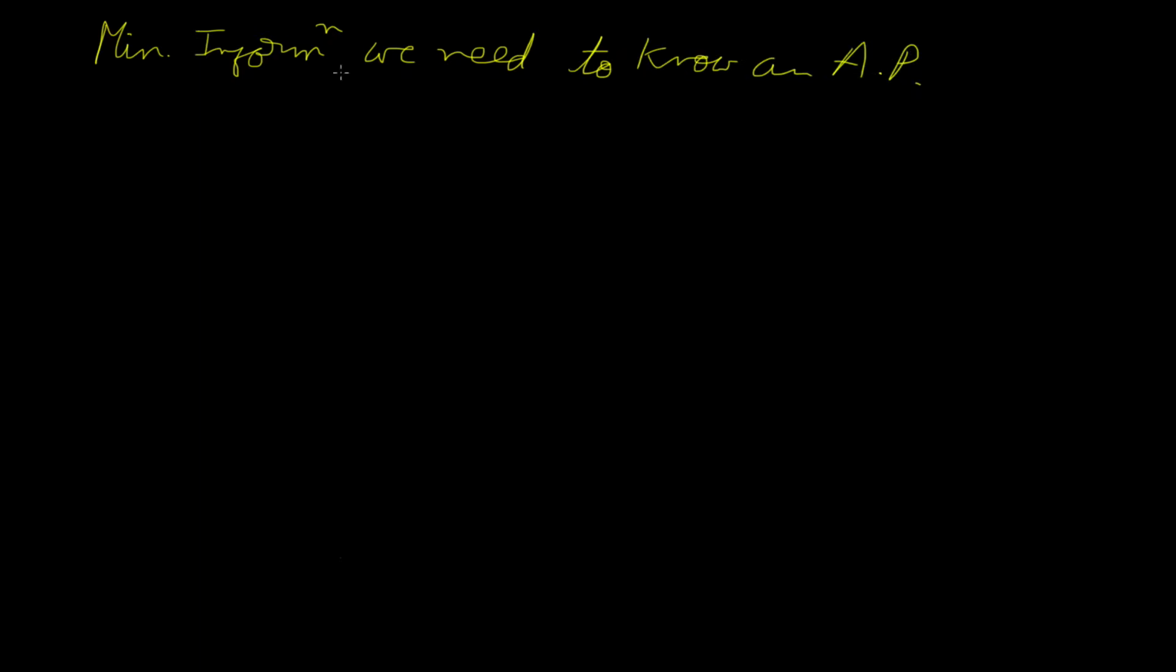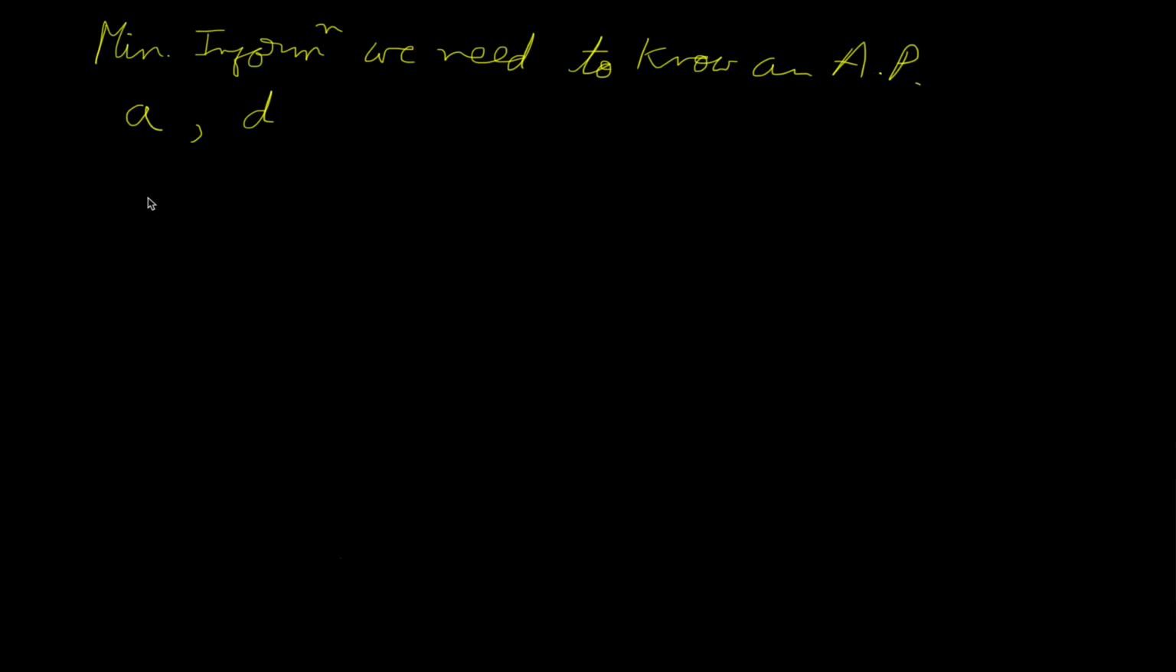From our last lecture in arithmetic progression, we now know what is a term in an AP, what is the first term, what is the common difference, last term, infinite AP, finite AP, etc. Today, let's see the minimum amount of information that we need to know an AP. Let's say I give you the first term A, and I also give you the common difference D. Then can we tell what the AP is?